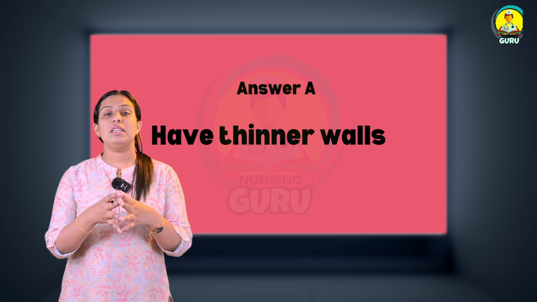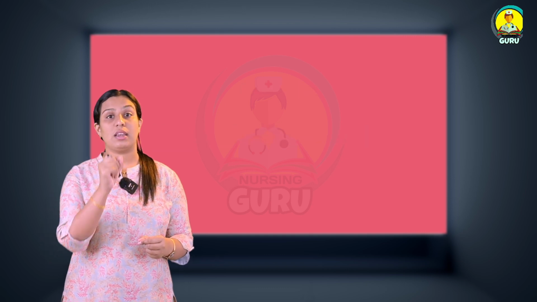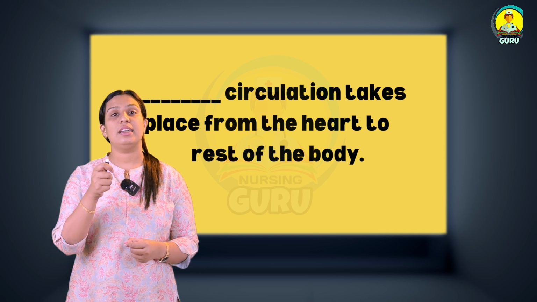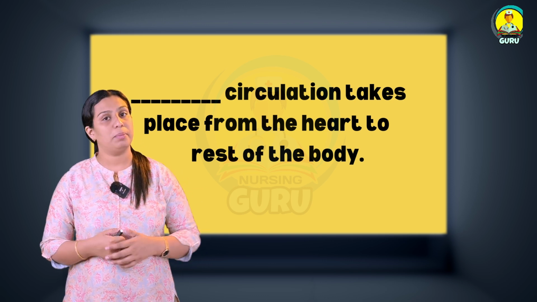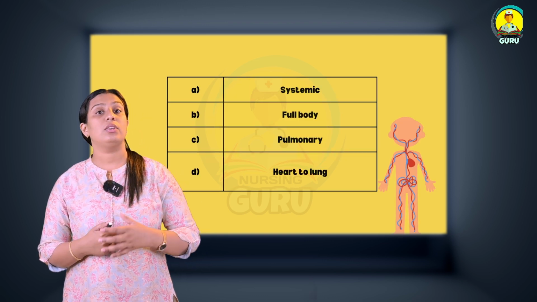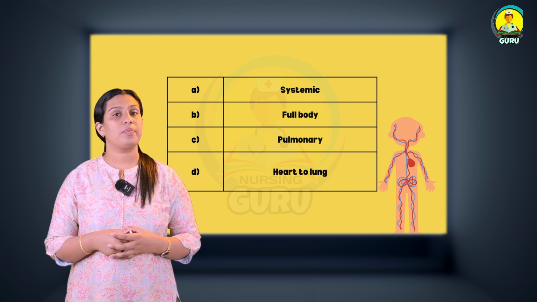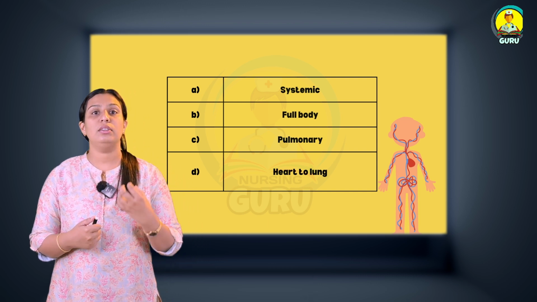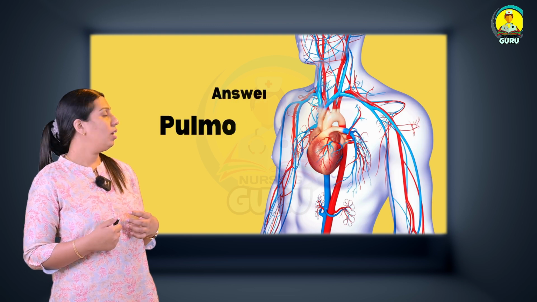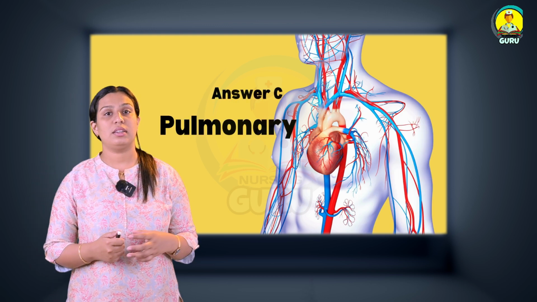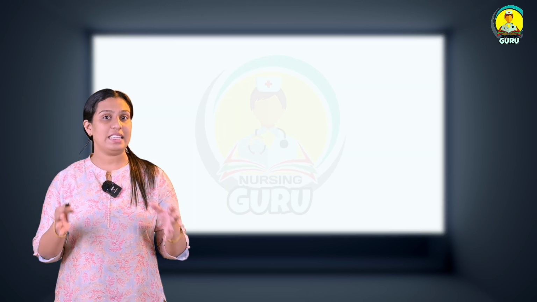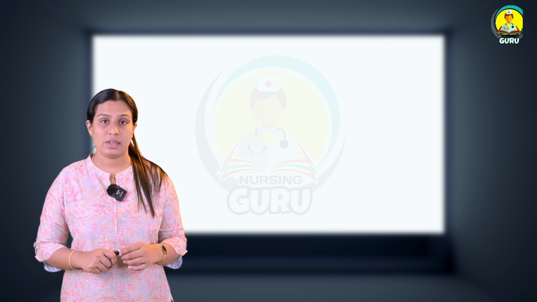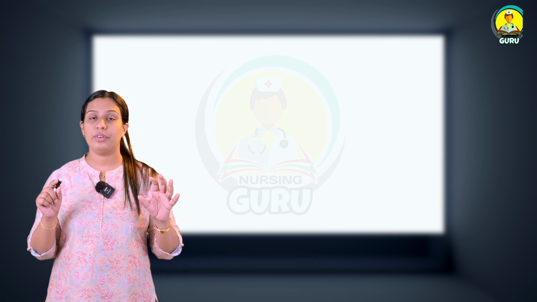Okay. So the next question, dash circulation takes place from the heart to the rest of the body. Which are the options? Systemic, full body, pulmonary, and heart to the lung. Here option C is the right answer. So far we have discussed a lot of questions from the unit of cardiovascular system. I hope it is clear for everyone.